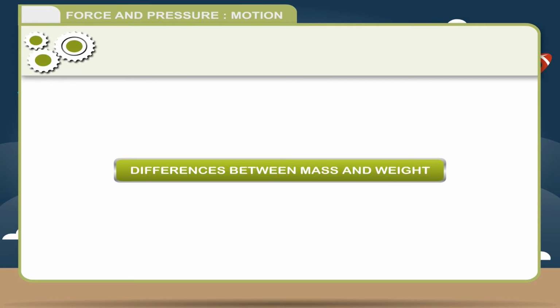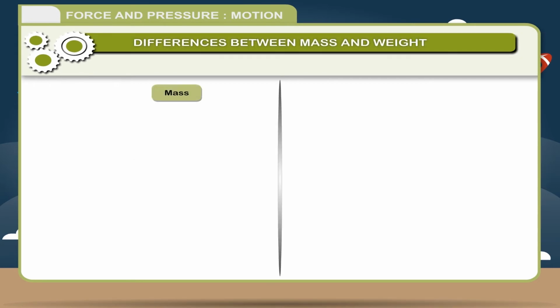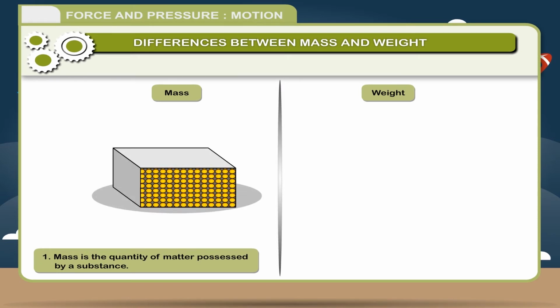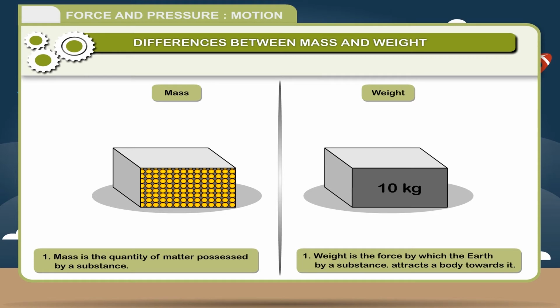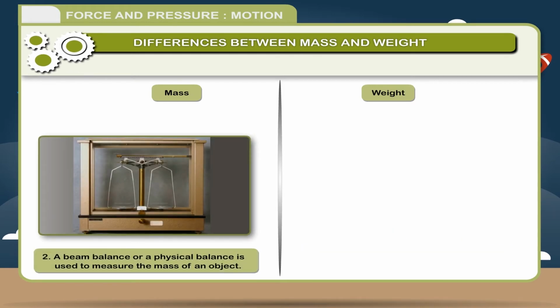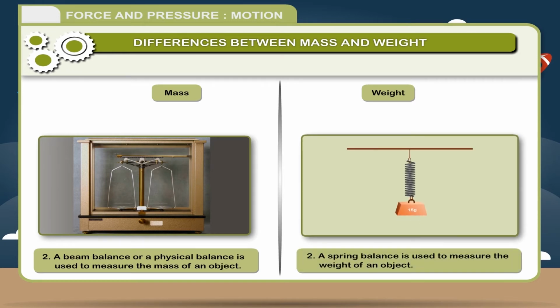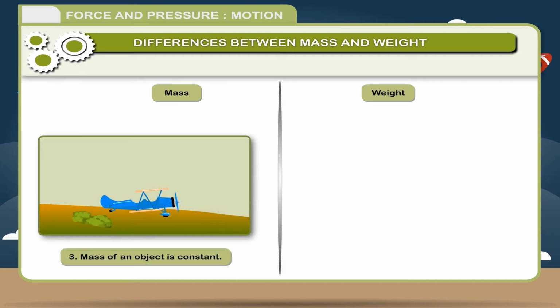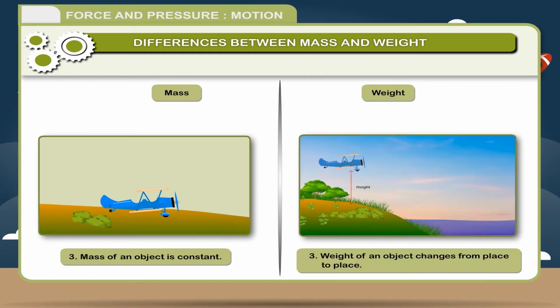Differences between mass and weight. Mass, weight. 1. Mass is the quantity of matter possessed by a substance. Weight is the force by which the earth attracts a body towards it. 2. A beam balance or a physical balance is used to measure the mass of an object. A spring balance is used to measure the weight of an object. 3. Mass of an object is constant. Weight of an object changes from place to place.